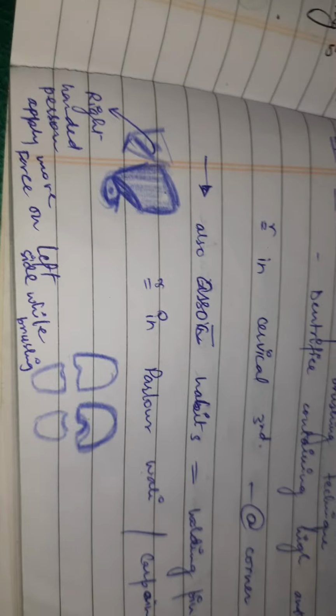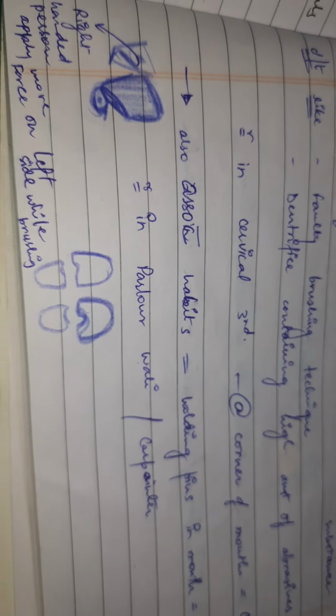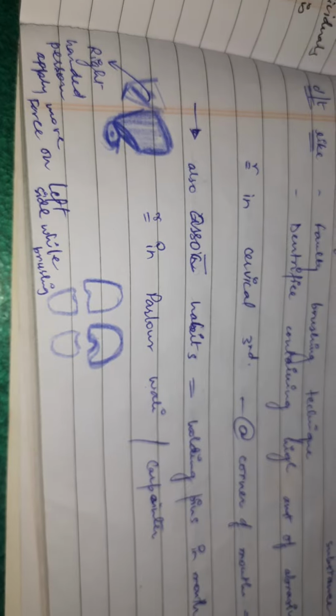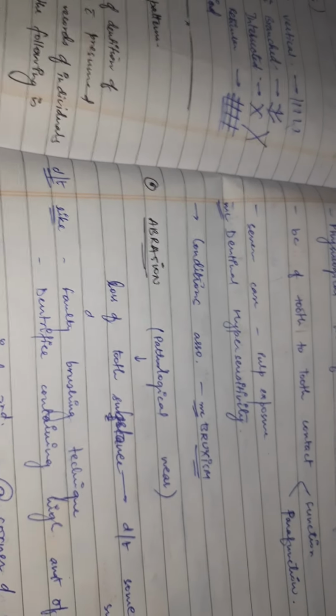Okay, now this is the corner of the mouth problem, like toothbrushing, faulty brushing technique. Right-handed persons apply more force on the left side, and left-handed persons apply more force on the right side. Most commonly we are all right-handed, so the most common cases in OPD are of left-sided abrasion. Left canine and premolar maxillary abraded.